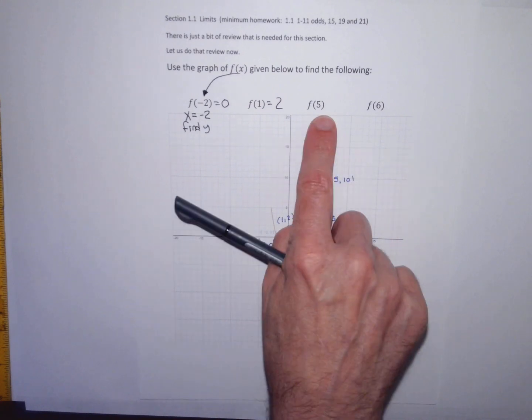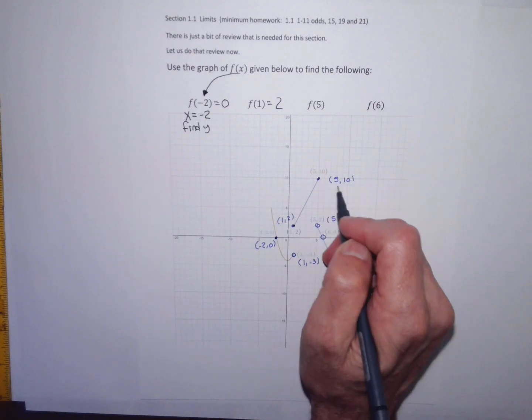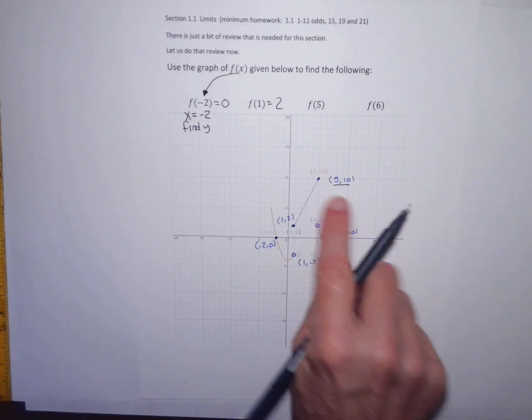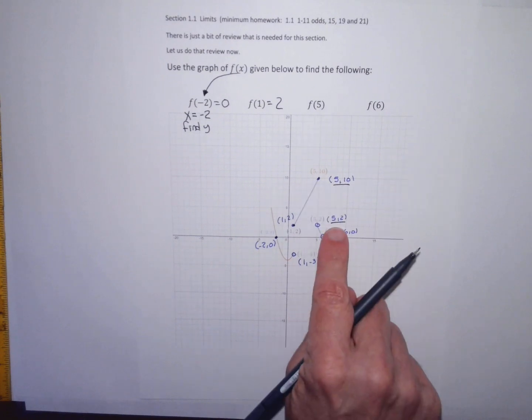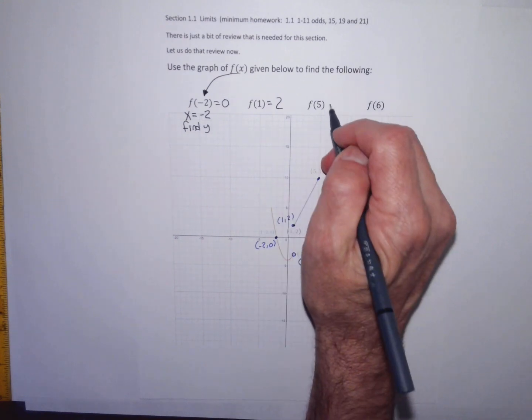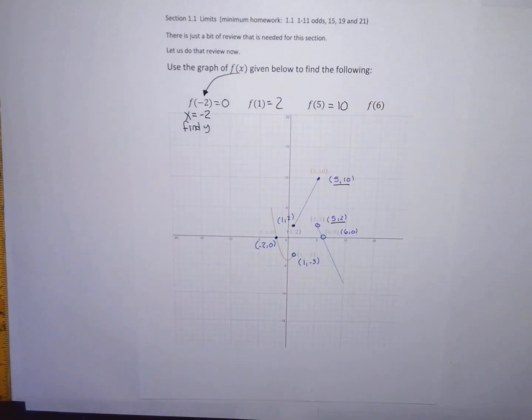The next part, to find f of 5: again, there are 2 points marked with an x coordinate of 5, the point 5, 10, and the point 5, 2. The point 5, 10 is considered a point on the function because it's marked with a closed circle. The point 5, 2 marked with an open circle is not considered a part of the function. So the answer to this third function question is going to be 10.